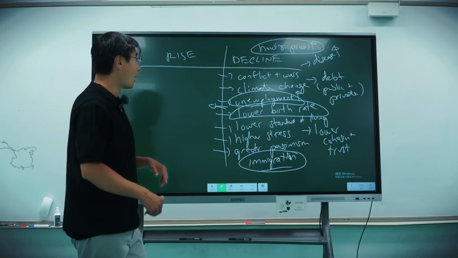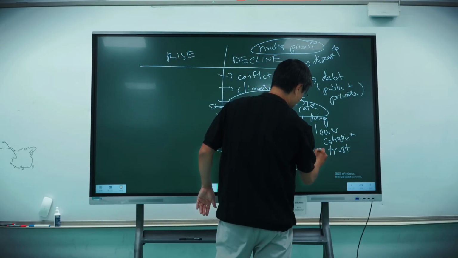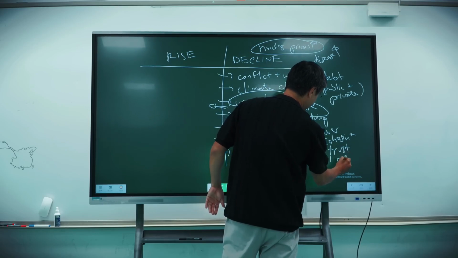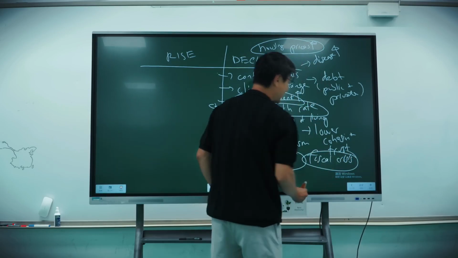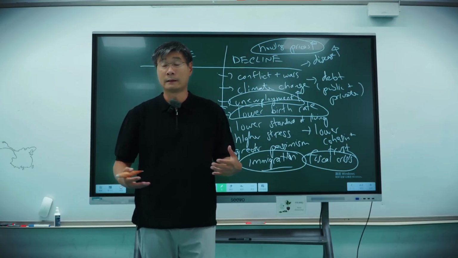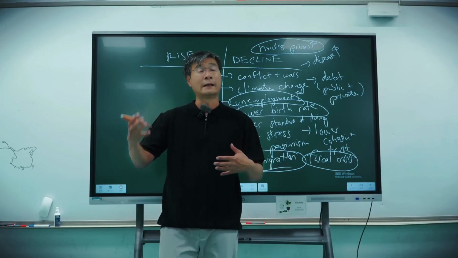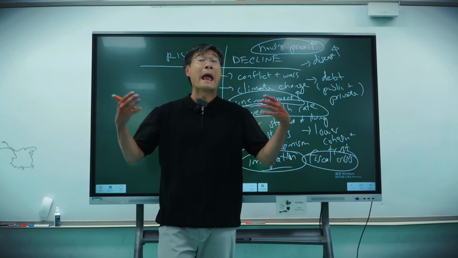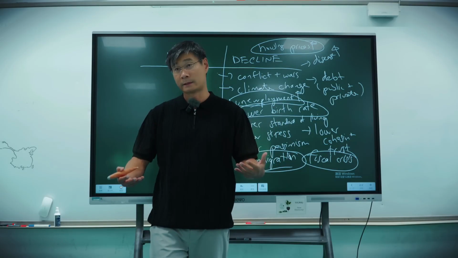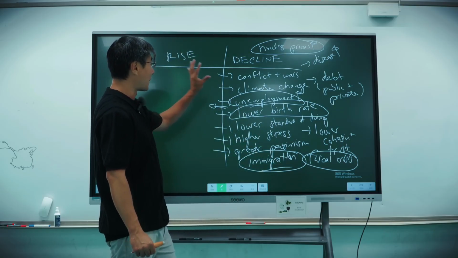Also, fiscal crisis. We talked about this. But the idea of fiscal crisis is the government cannot afford a lot of public expenditures. In the future, maybe 5-10 years from now, pension will be a huge problem for governments. So these are all signs of rapid decline.